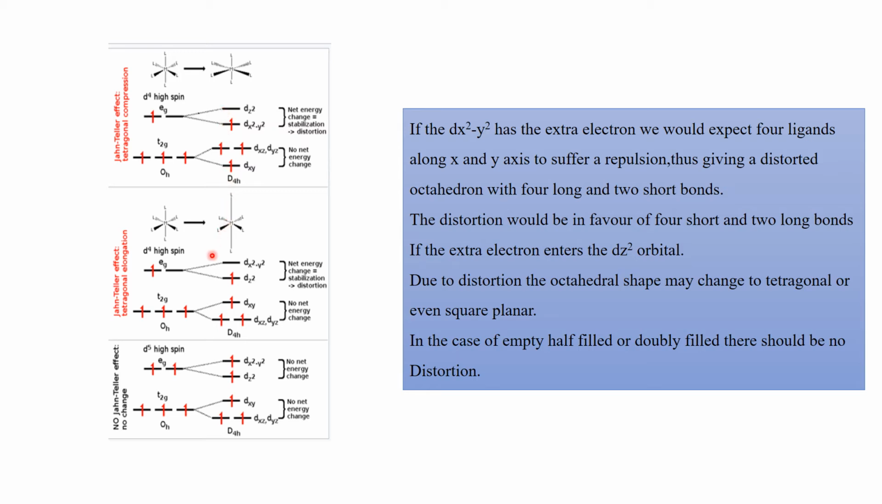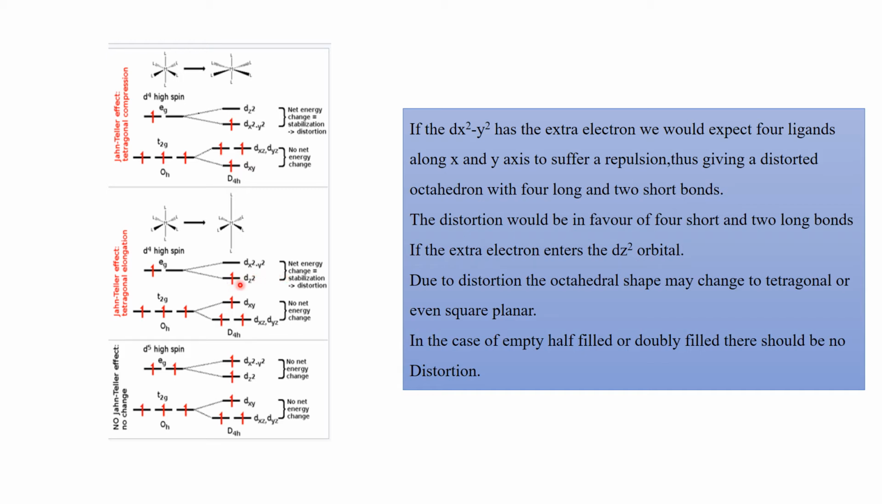Consider the second case. In this second case, the eg levels are split into 2, whereas the dx2-y2 orbital has higher energy than the dz2 orbital. That is a z-out case. That is, z ligands can move out. That is a case of tetragonal elongation. There is also a net change in energy. That is, distortion is taking place in this complex.